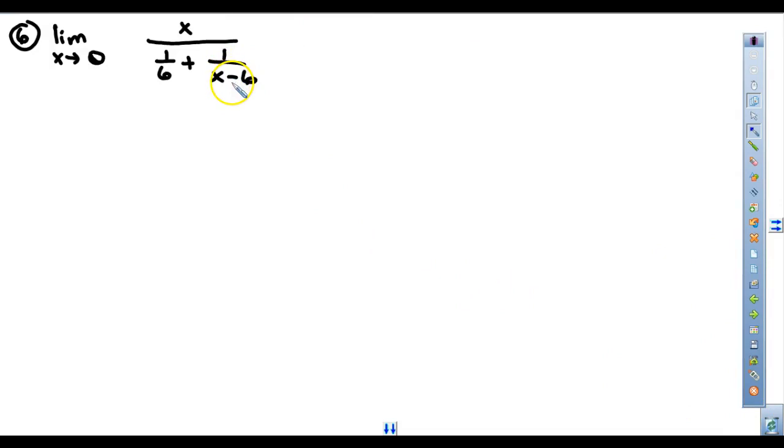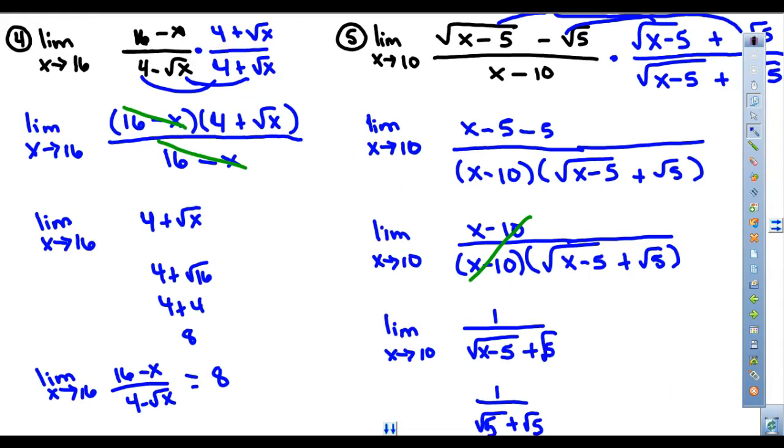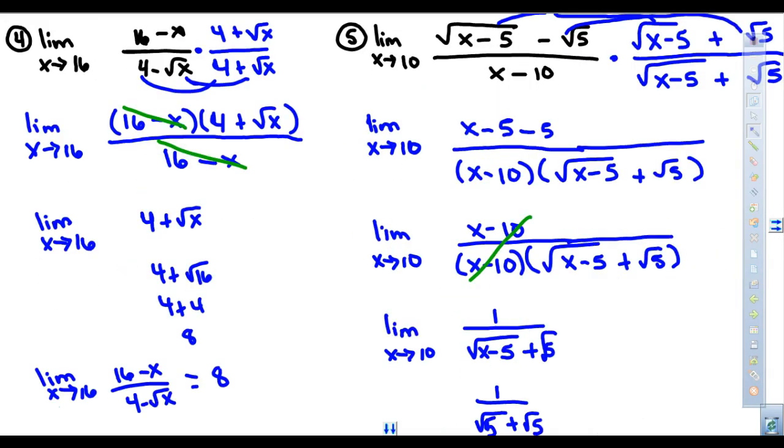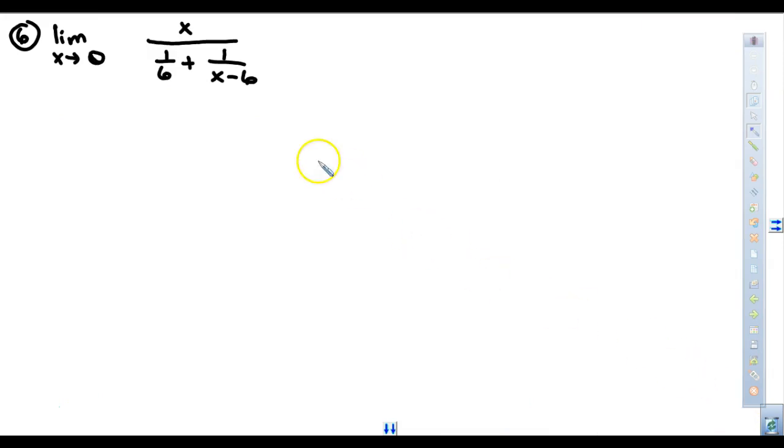Complex fractions. All right, your nice little graphic organizer over here. Use your least common denominator. Try to cancel something. Okay, so I've got to multiply top and bottom by my least common denominator.